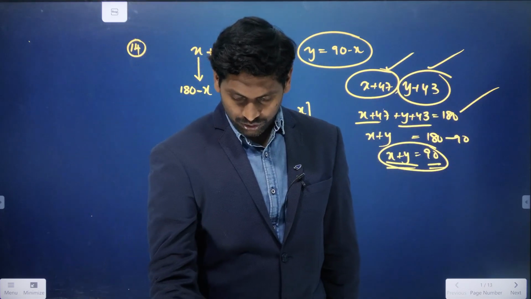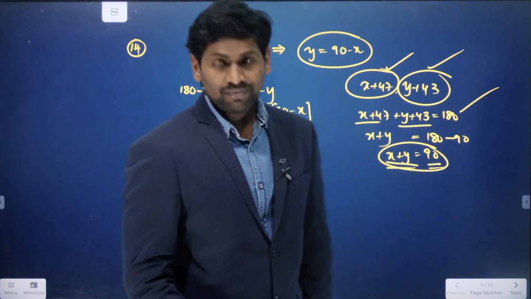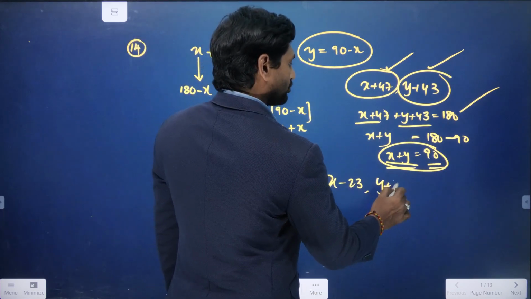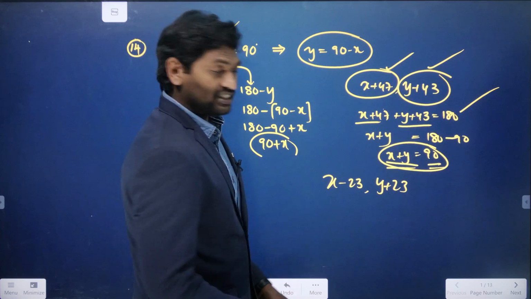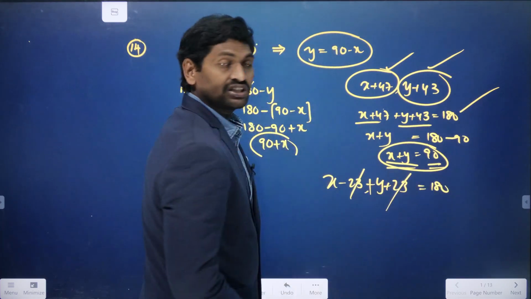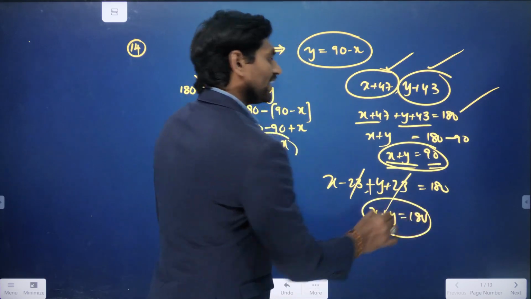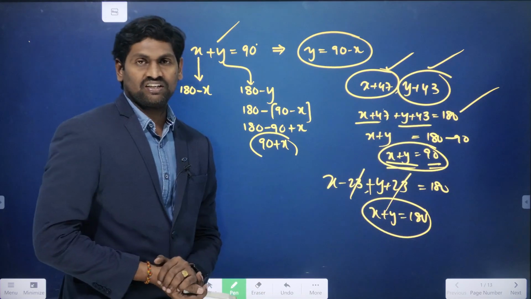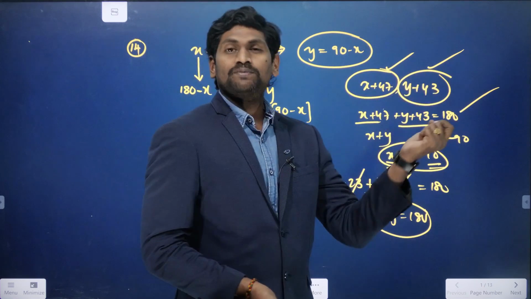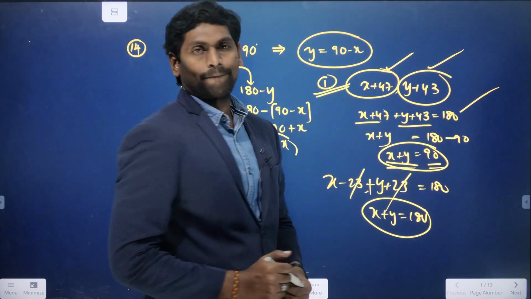Let us check option 2 also. What is option 2? x minus 23 and y plus 23. If these two are supplementary angles, their sum must be 180. So adding, minus 23 plus 23 cancel, then x plus y equals 180. But we know that x plus y is equal to 90 degrees, not 180 degrees. So by solving the problem we can go through the options easily, and we can choose the first option as our required one.